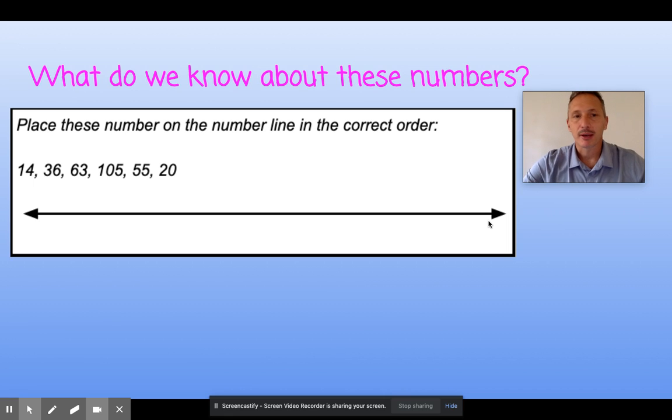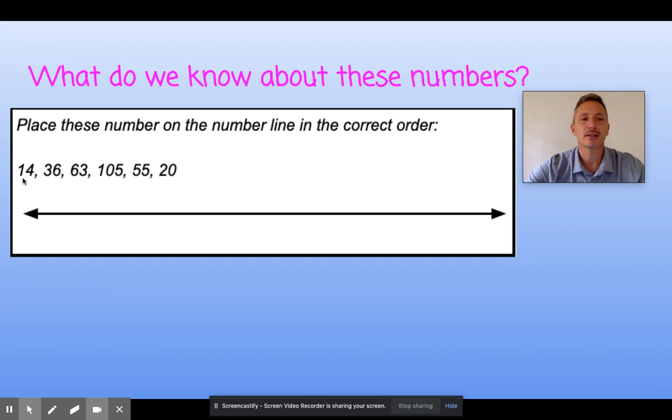To do a little extra practice, we have some numbers that we want to put on the number line. What might we notice about these numbers? It has 14, 36, 63, 105, 55, and 20. What do we know about these numbers? What number might come first? What number is the biggest, the largest number? Thinking about those numbers, and then what number would come next?